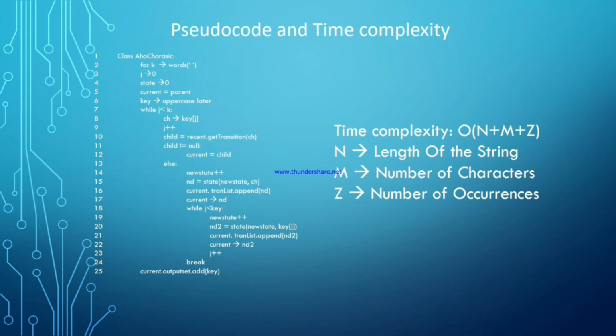Then take the if and else statement. This if and else statement basically checks whether my current node is a parent or not. If the current node is a parent, then child equals parent. In the else statement, the new state will be updated and so on. And the time complexity of the Aho-Corasick algorithm is big O of n plus m plus z. Here n is the length of the string, m is the number of characters, and z is the number of occurrences.